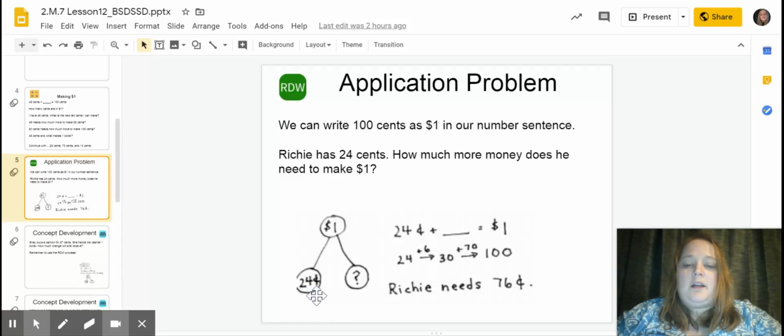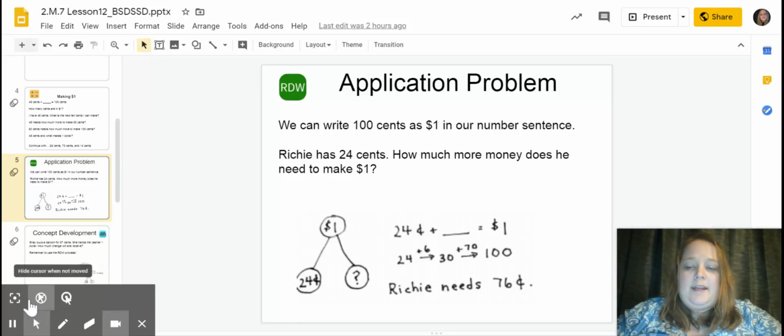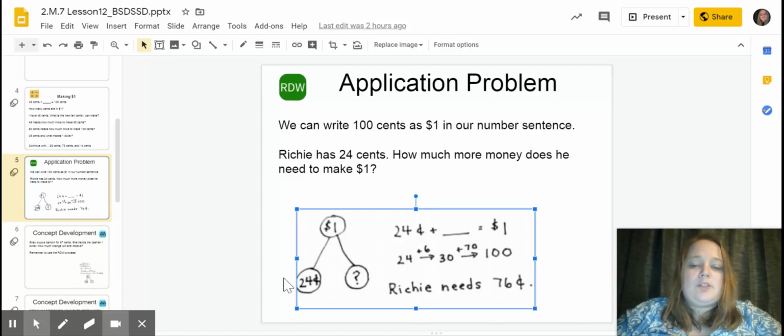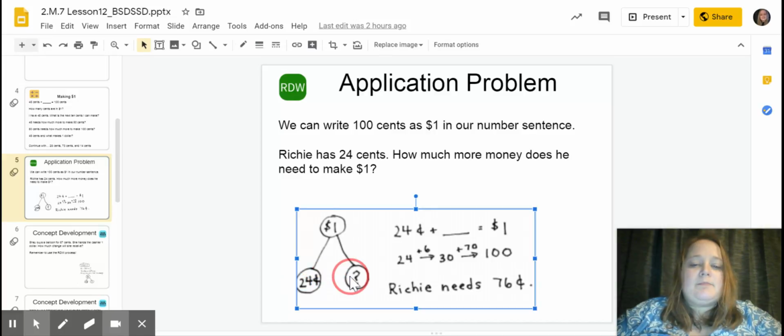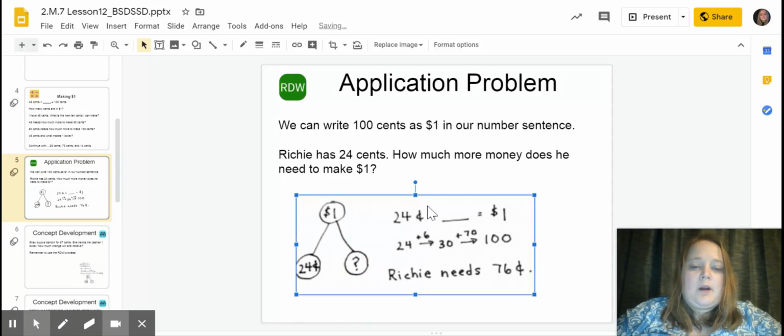So right here, this one part of 24 needs to be added together with this mystery number. So I'm going to take this number, I'm going to add it to this mystery number here, and then that's how I'm going to get my answer. So 24 plus something equals $1.